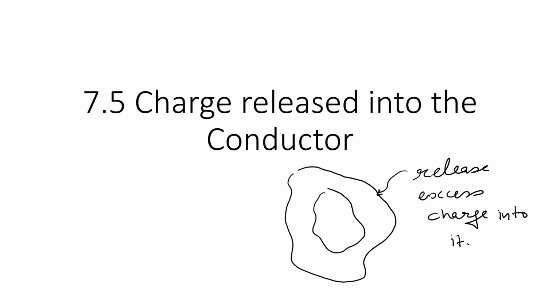You can think of just connecting this conductor to a battery, and by connecting it to the battery, the charge of the battery will come and be released into this conductor. And once I have released this charge in the conductor, how would the charge be distributed? And how would the electric fields be created?